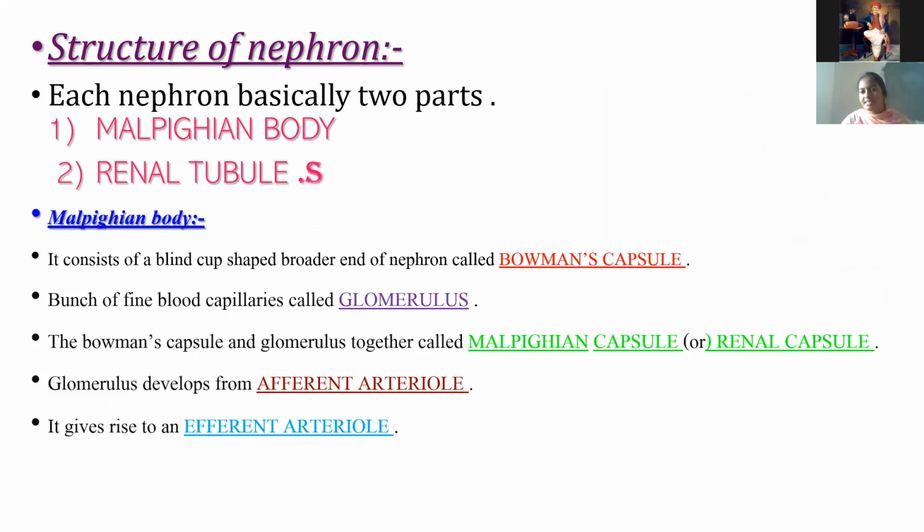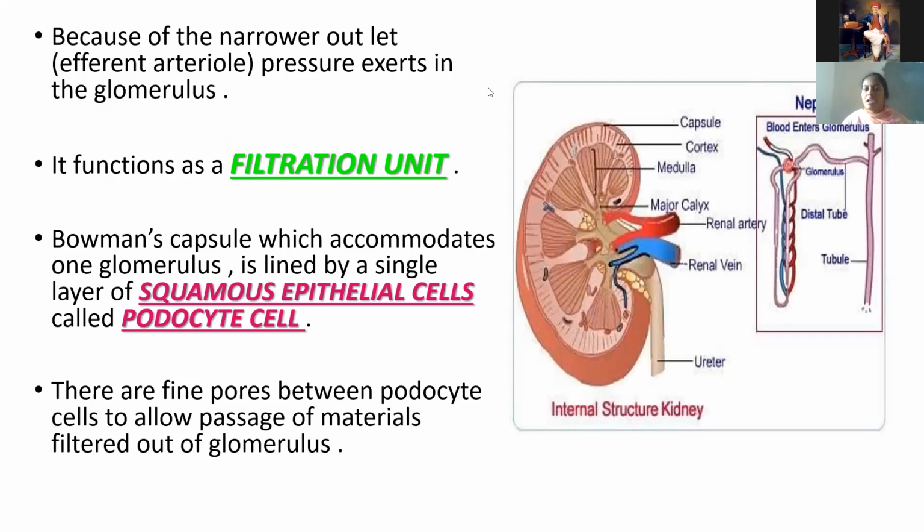What is the structure of a nephron? The nephron basically has two parts. Number one is the Malpighian body, and number two is the renal tubule. The first one, the Malpighian body, is a blind cup shaped end of the nephron called the Bowman capsule. And this is the Bowman capsule.